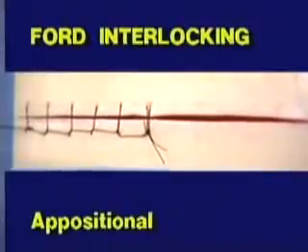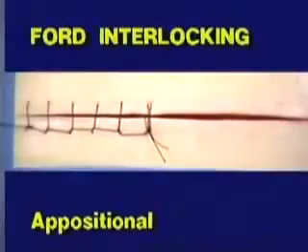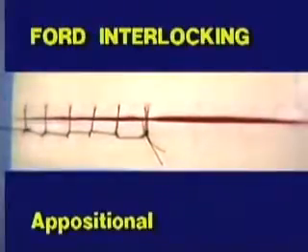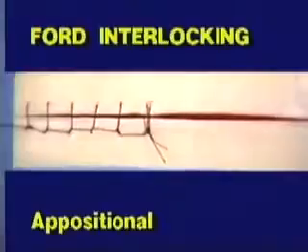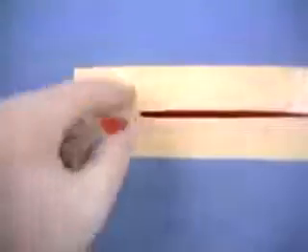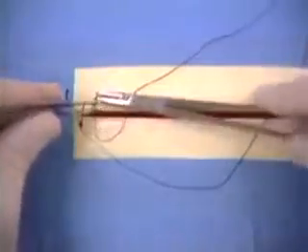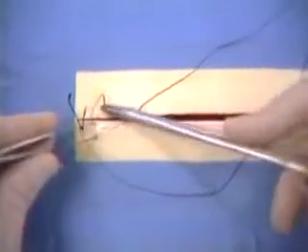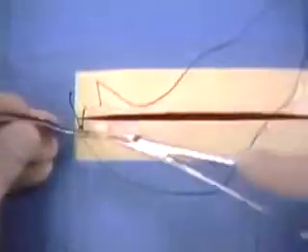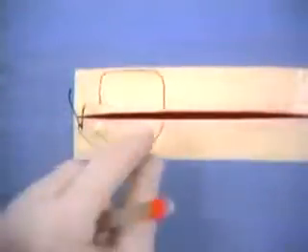The fourth pattern to be demonstrated is the Ford interlocking pattern. This is an appositional suture pattern. The Ford interlocking suture is a modification of the simple continuous suture. The beginning of the suture is as described for the simple continuous suture.